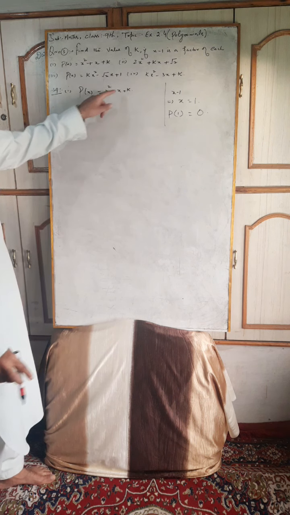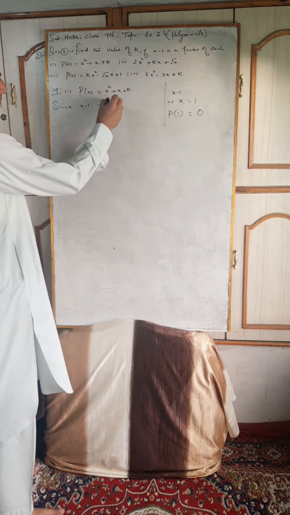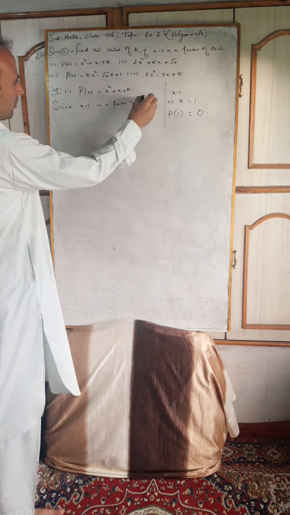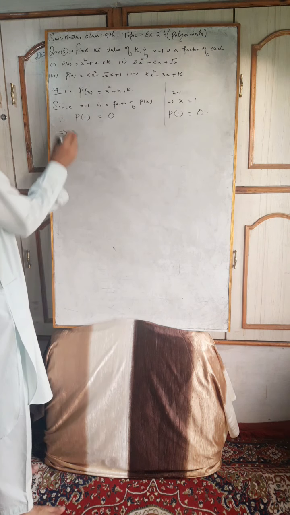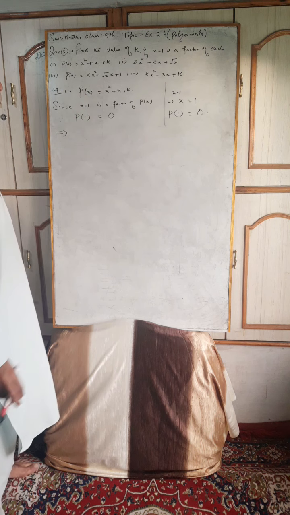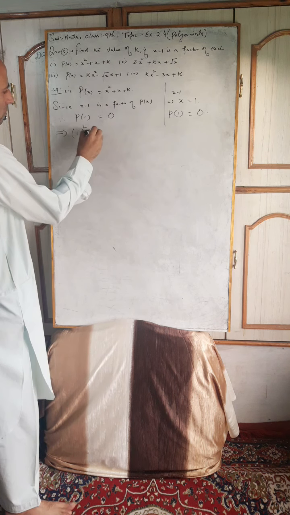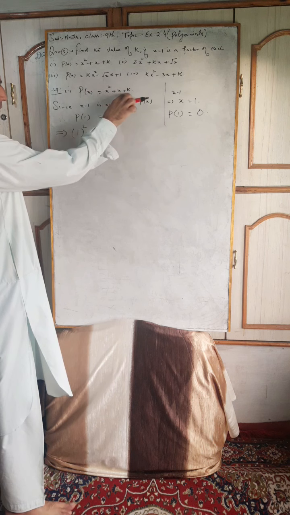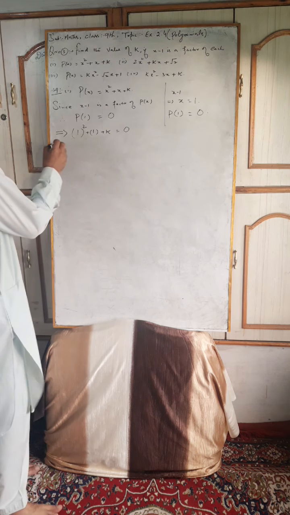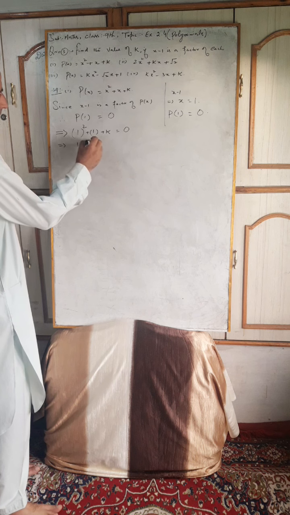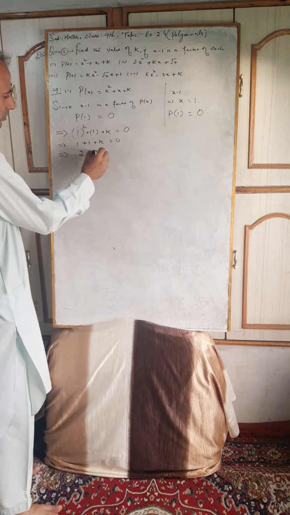p of x is equal to x square plus x plus k. Since x minus 1 is a factor of p of x, therefore p of 1 should be equal to 0, which implies in place of x we have to substitute the value 1, which implies 1 square plus 1 plus k is equal to 0, which implies 1 plus 1 plus k is equal to 0, implying 1 plus 1 is 2 plus k is equal to 0.